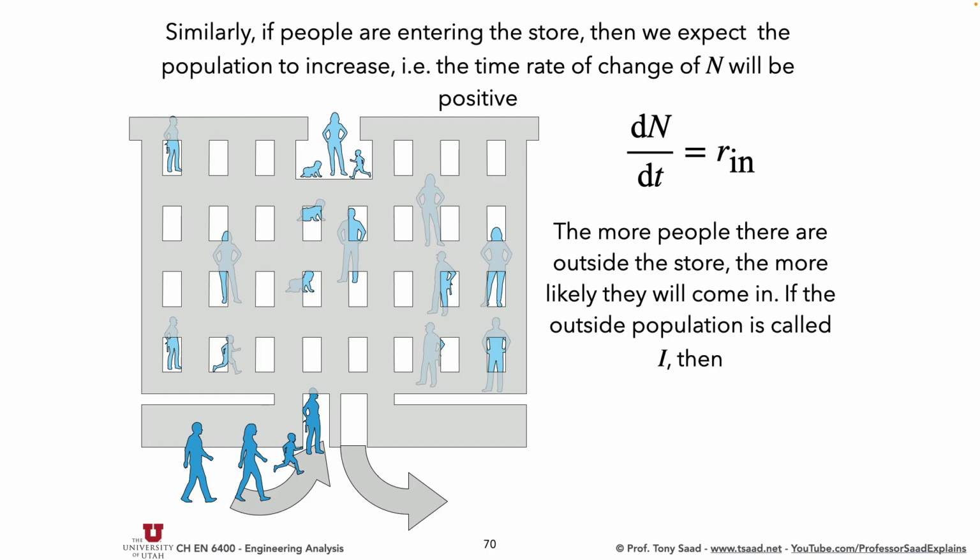Similar way. Now, this rate of people coming in usually doesn't depend on how many people are in. Maybe it could depend. Maybe you could say, oh, there's a lot of people in the store right now, I'm not going to go in, right? So it could be a function of n, but in general, it's a function of how many people are outside, how many outside people want to go into the store. And if the outside population is called I, then you would say that dn by dt is beta I. Some coefficient times the population outside. The larger the population outside, the more people are likely to go in.